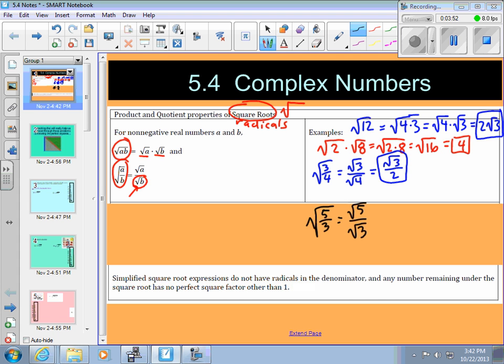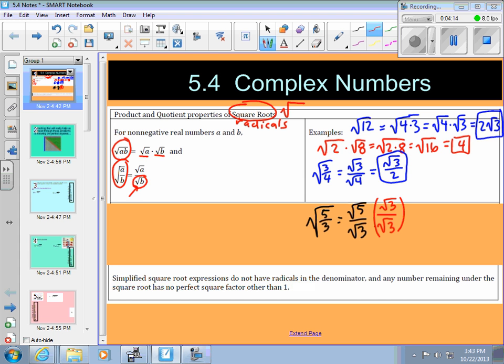Well, what you do in these types of problems, if that happens, to get rid of the radical in the denominator, is you multiply by that same radical. So we're going to multiply by square root of 3. However, you can't just multiply the bottom and not also multiply the top. So what we're also going to do is multiply the top by that same radical. So we're going to multiply by square root of 3 over square root of 3.